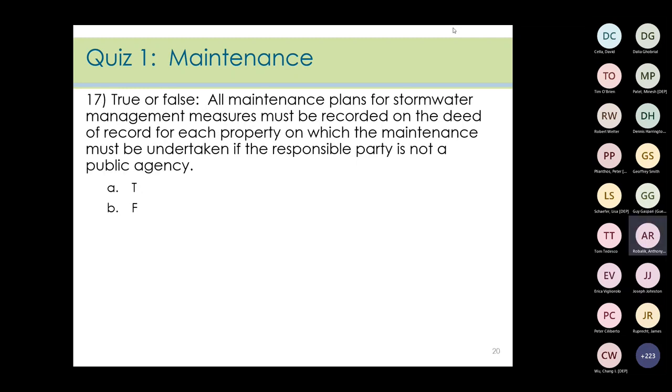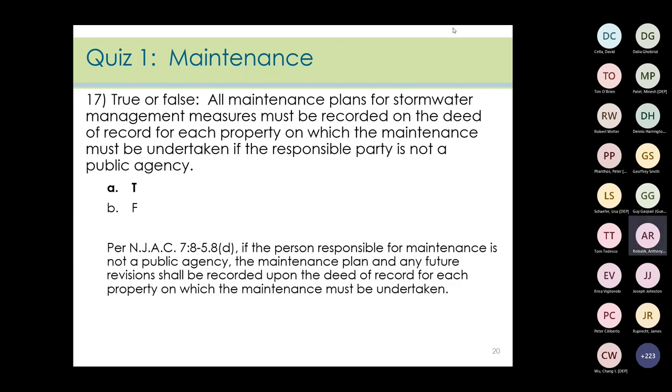Okay, question 17, another true or false. All maintenance plans for stormwater management measures must be recorded on the deed of record for each property on which the maintenance must be undertaken if the responsible party is not a public agency. And the answer to this is A, true. So NJAC 7:8-5.8D states that if the person responsible for maintenance is not a public agency, the maintenance plan and any future revisions shall be recorded upon the deed of record for each property on which the maintenance must be undertaken.